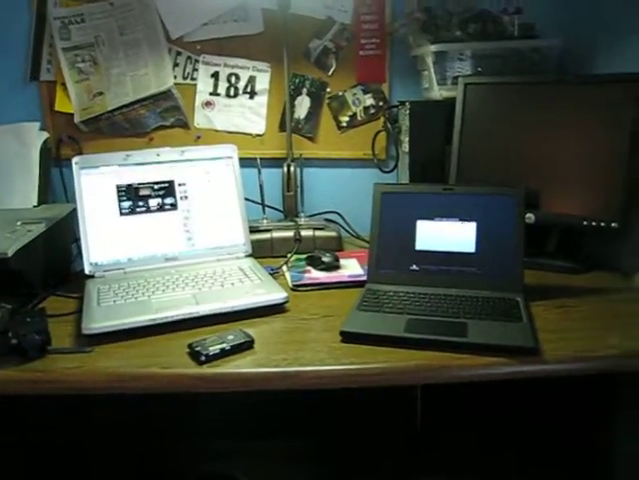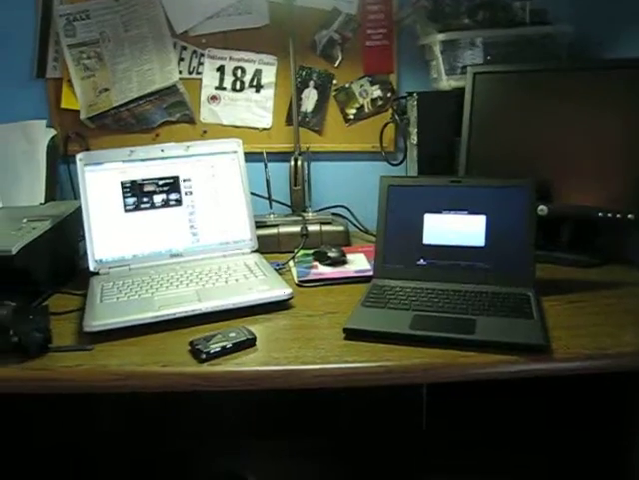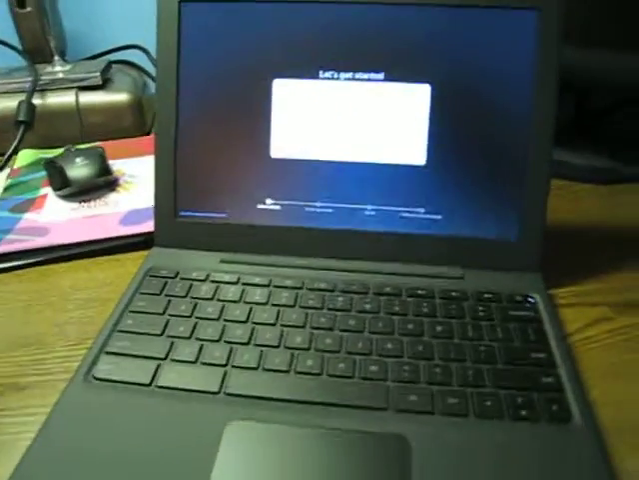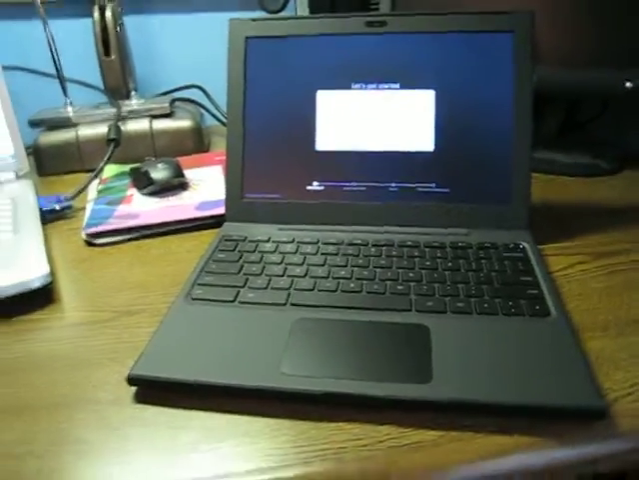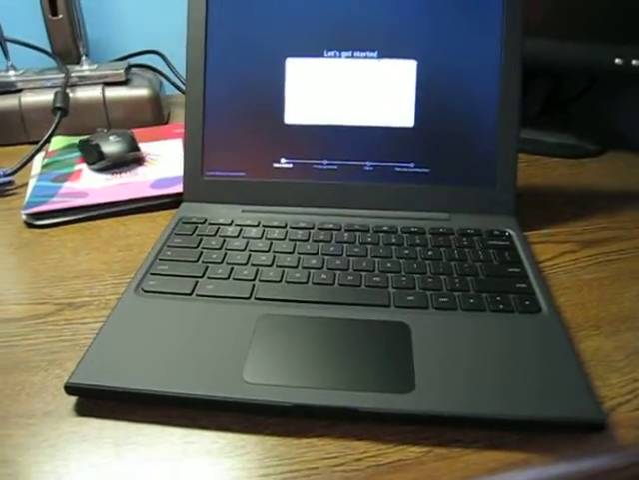As you can see here, this is my room. I have my old laptop, my monitor over there. But what is this, you say? Yes, this indeed is the Google Chrome notebook. All right, it's its own operating system.